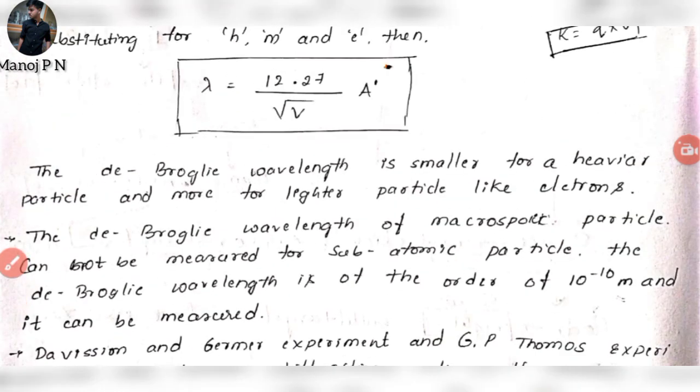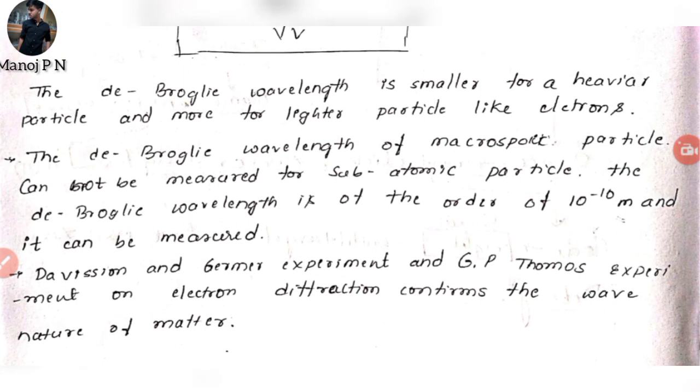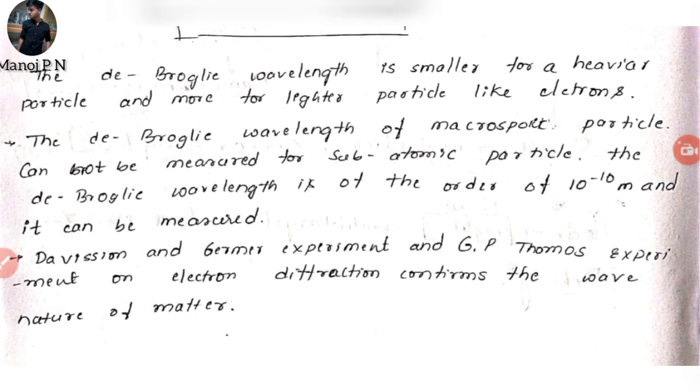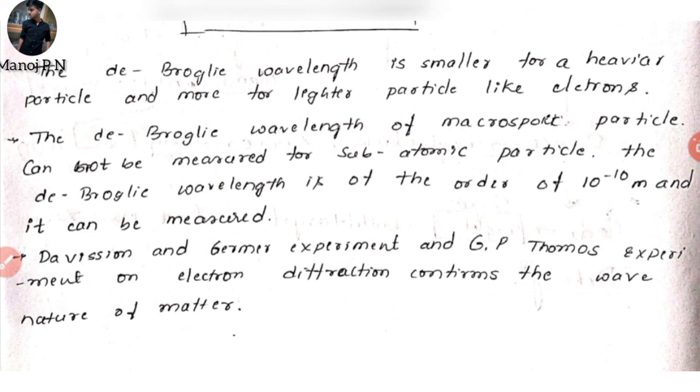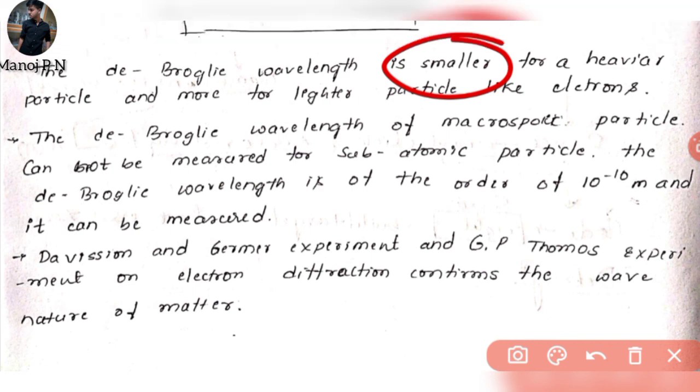This is the way to derive the expression for de Broglie wavelength, and this is an extra statement which you have to concentrate on. It does not carry any marks, but just for your reference I have written it here. The de Broglie wavelength is less for heavier particles and more for lighter particles like electrons. The de Broglie wavelength of macroscopic particles cannot be measured, but for subatomic particles it is of the order of 10 to the power of minus 10 meter, and it can be measured.